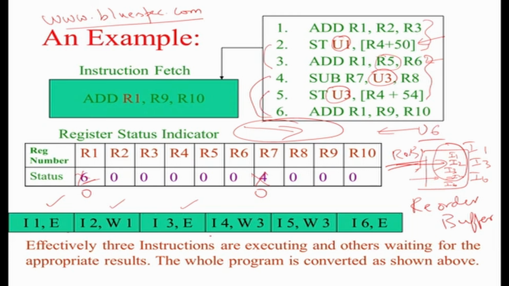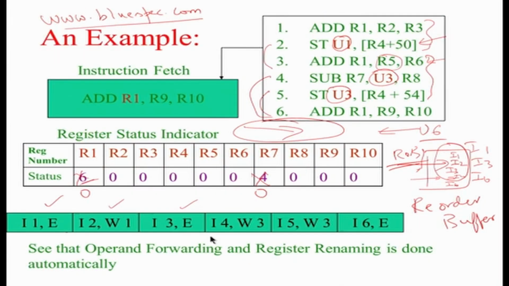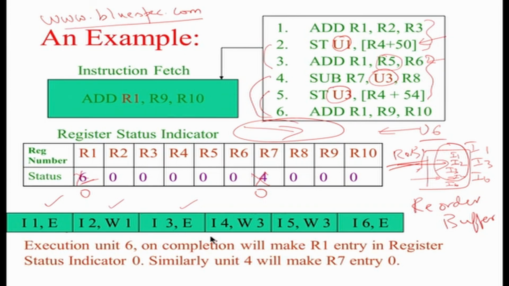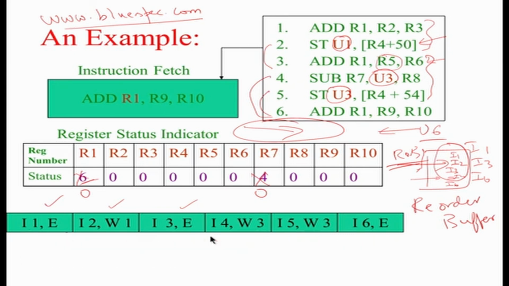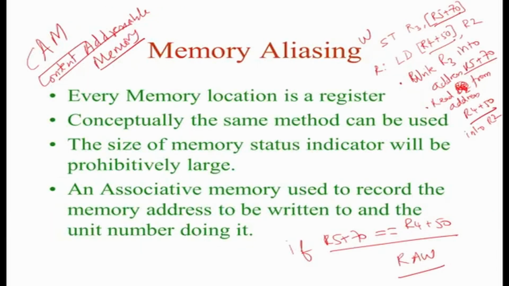Got this? Okay, fine. So these are the small things. See that operand forwarding and register renaming are done automatically here. Then execution unit 6 on completion will make the R1 entry 0 if it is still 6, because there may be other instructions which have changed it, and similarly unit 4 will make the R7 entry 0, right. And then we have seen the memory aliasing problem.